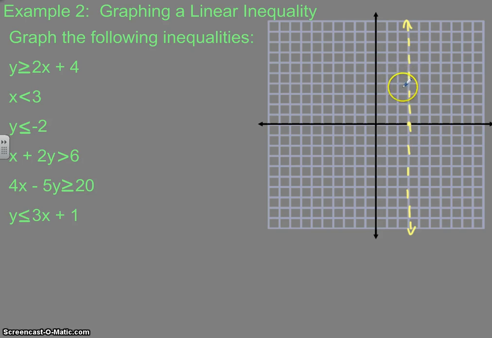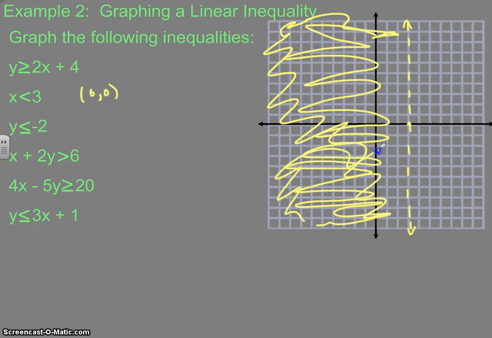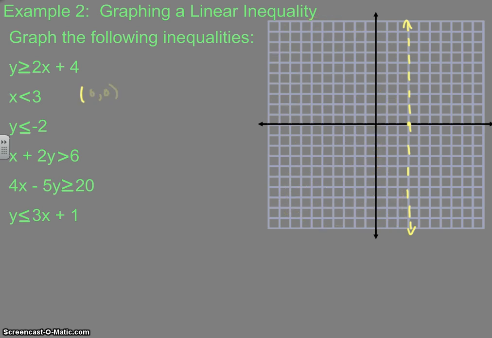Now, x is less than 3. That would be points on this side, right? Can I try (0, 0)? Yes. If I plug in 0 for x, 0 is less than 3. So this works, and every point on this side of the line is a solution. I would do a better job shading. I'm just kind of showing you. With a pencil, I would shade the entire side of the line, just like that. Okay, let's go and do the next one.